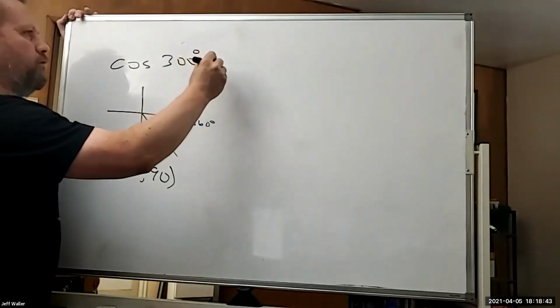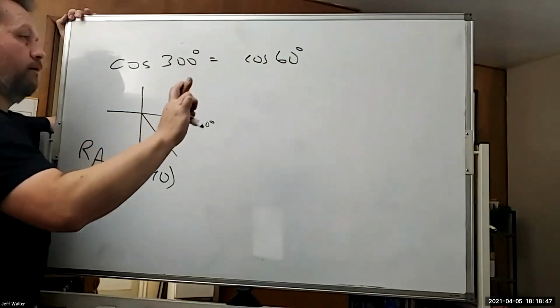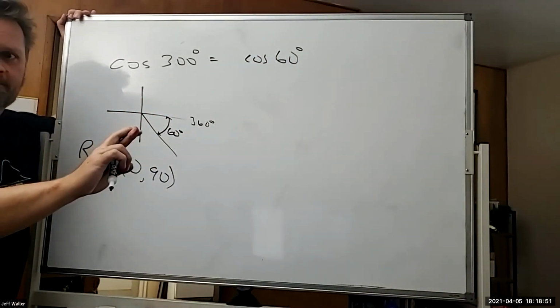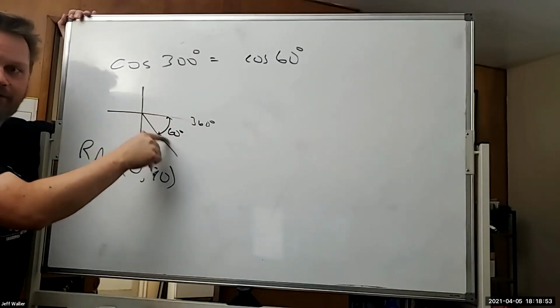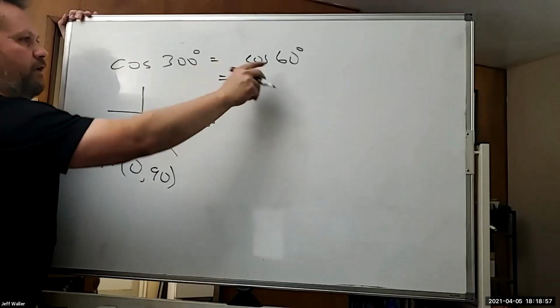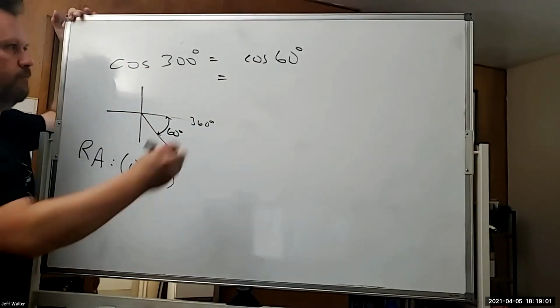So this equals, does it equal cosine of 60? Yes, good, because cosine's positive over here, isn't it? X is positive, cosine's positive. So then all you got to know is what cosine of 60 is. Root 3 over 2.